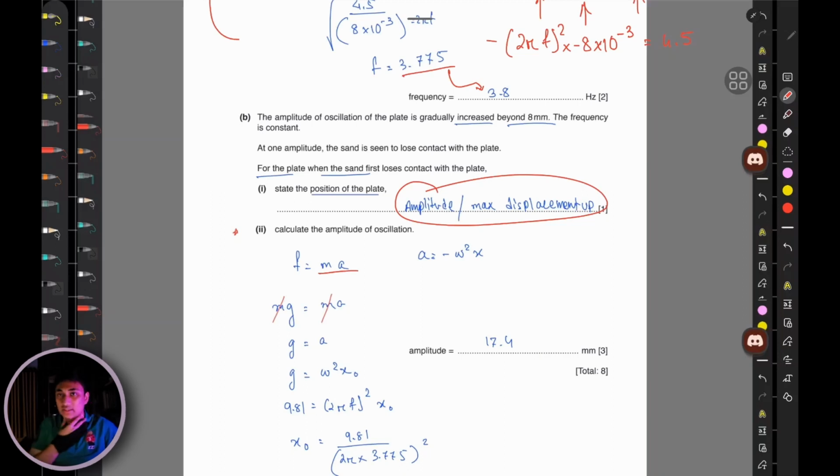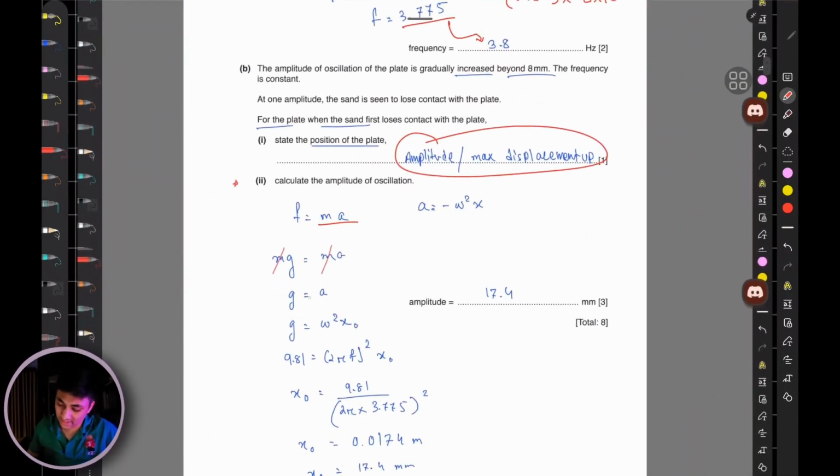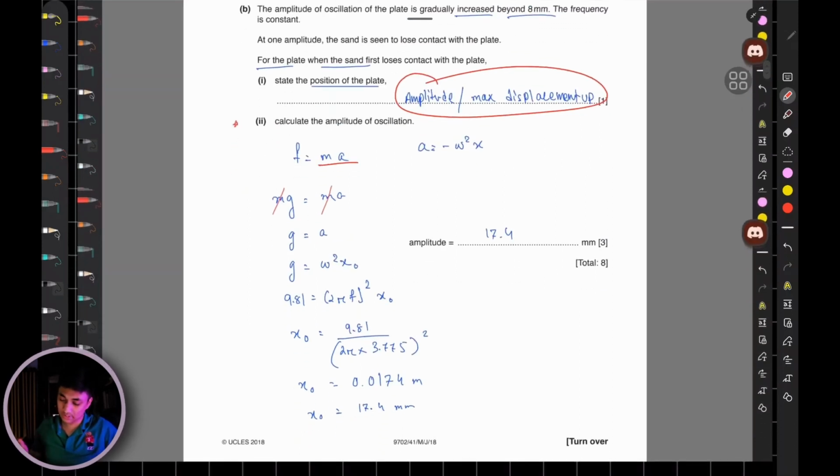M and m are going to be cancelled off. So g is supposed to be the acceleration. As mentioned above, when the acceleration is 9.81, that is gravity, only in that case do the sand particles lose contact, right? Therefore, I can say acceleration is supposed to be a. Now, I can also say from this equation, a is equal to minus omega squared times x. So I can substitute this expression instead of acceleration, right? If I do that, I'm going to get g is equal to omega squared times x naught. You know the omega doesn't change.